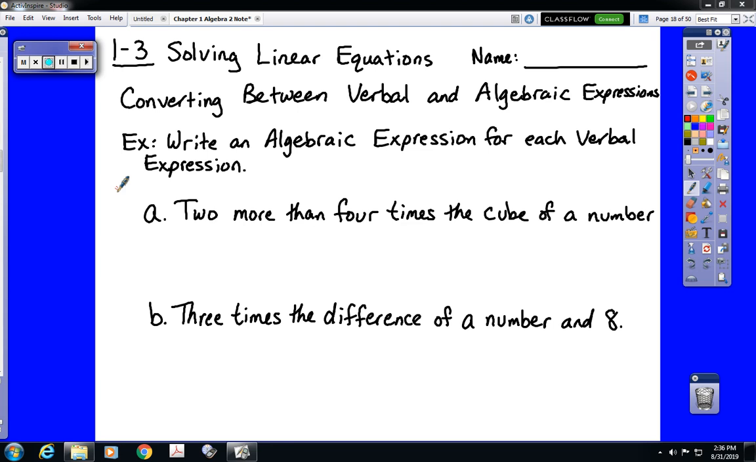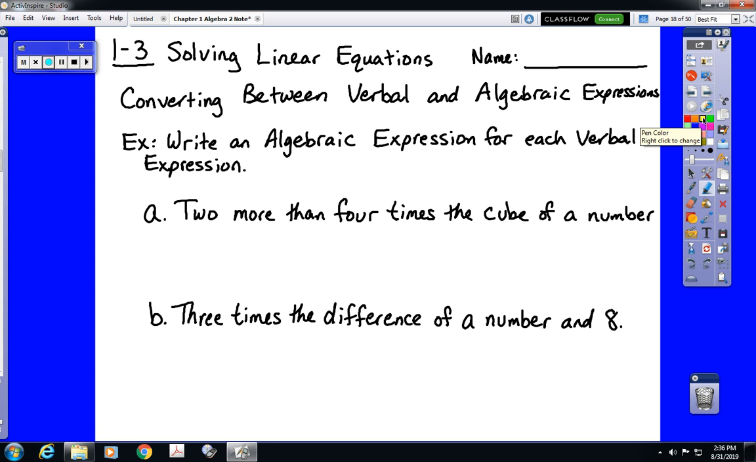So, solving linear equations consists of being able to convert between verbal and algebraic expressions. So our first video here will cover how to write an algebraic expression from a verbal expression. So for example, please do that. Write an algebraic expression for each verbal expression. 2 more than 4 times the cube of a number.